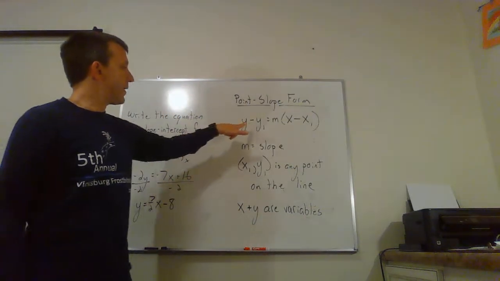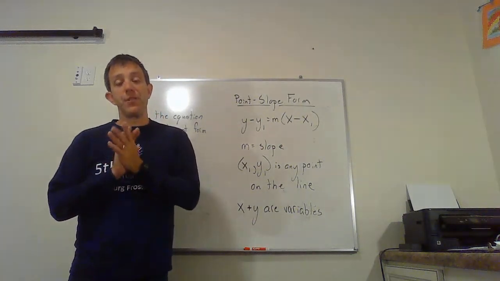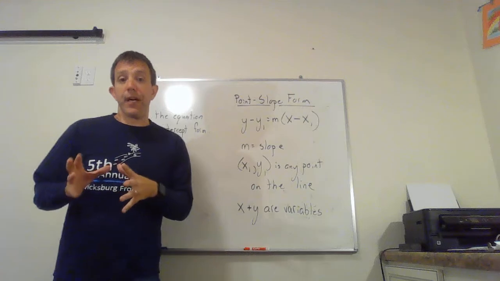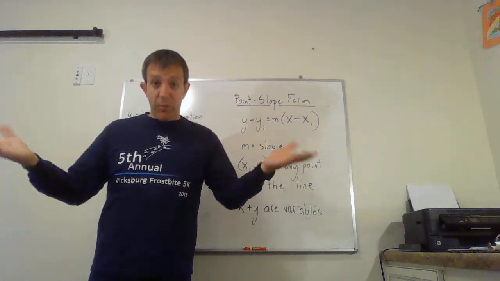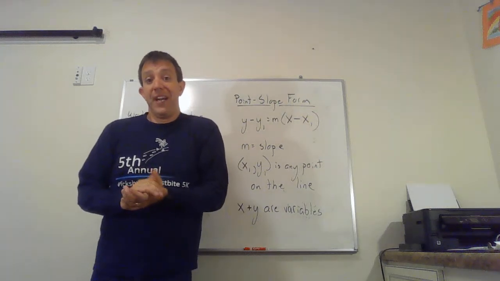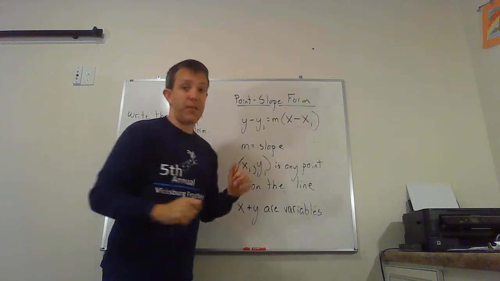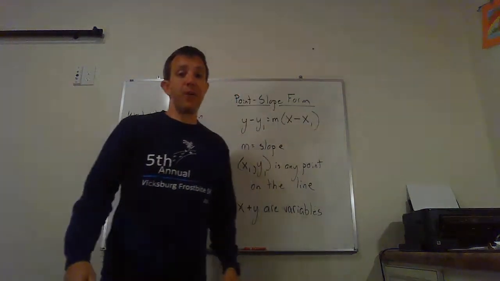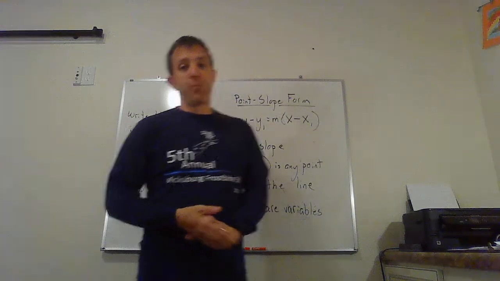And last but not least, x and y again are the variables. Again, don't ever lose sight of that. These equations for lines, they always have x and y in them. Those are where we would put the numbers from our ordered pairs, not the point that we're actually using to write the equation. Okay, so make sure x and y stay in your equation. All right, we'll get some examples on the next board.